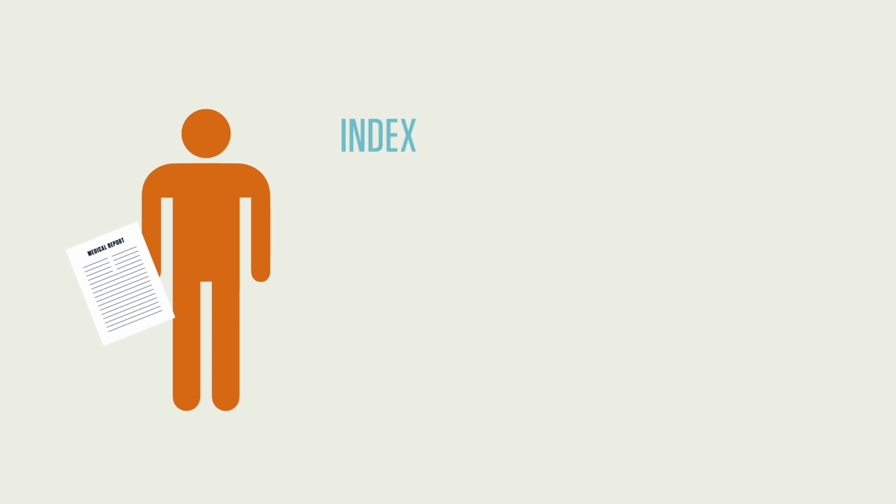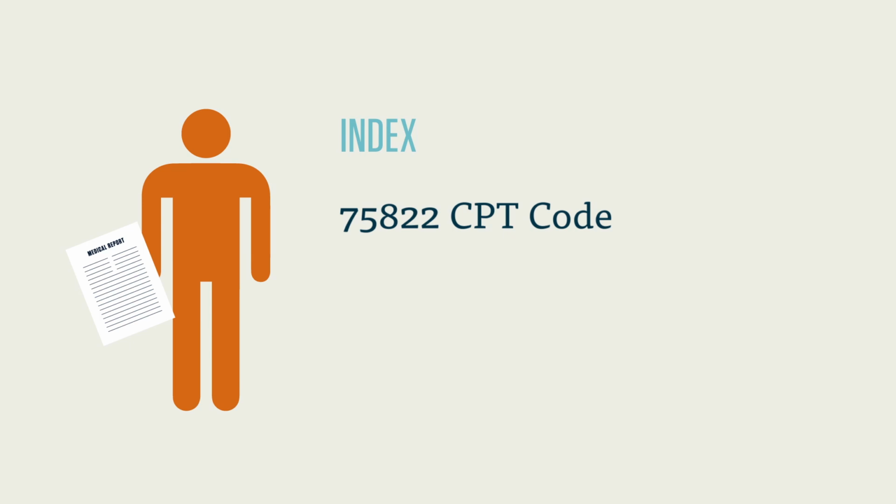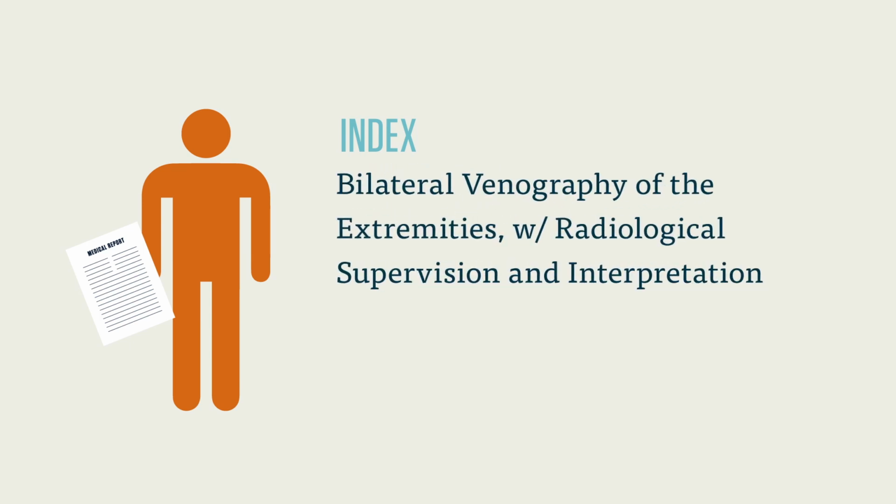The coder turns instead to venography in the index and finds the code range for venographies in the leg, 75820 to 75822. The coder turns to this section and finds a number of venographies, each for a specific part of the body. The coder chooses the first one, 75822, for a bilateral venography of the extremities, with radiological supervision and interpretation.